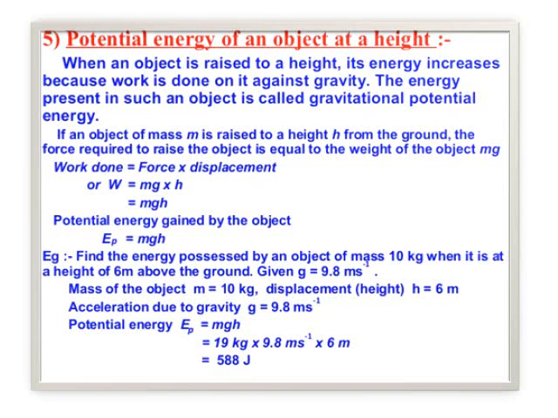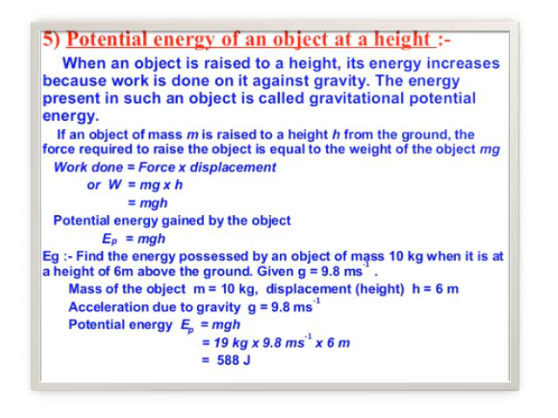Now let us look into the problem. Find the energy possessed by an object of mass 10 kilogram when it is at a height of 6 meters above the ground, given g is equal to 9.8 meter per second square. So mass of the object is given as 10 kilogram. Displacement, that is the height, is given as 6 meters. So acceleration due to gravity g is given as 9.8 meter per second square. And we are asked to find out the energy possessed by the object.